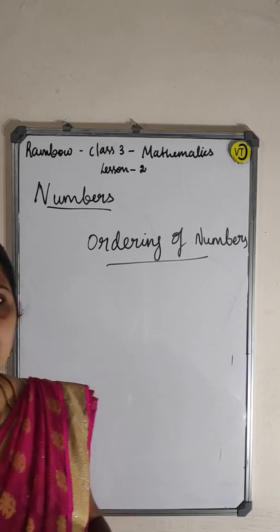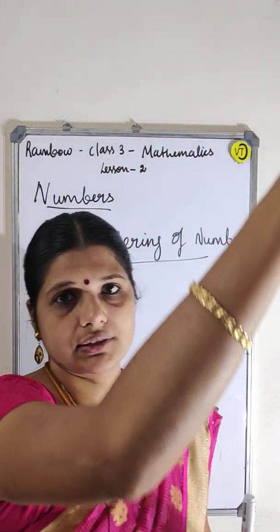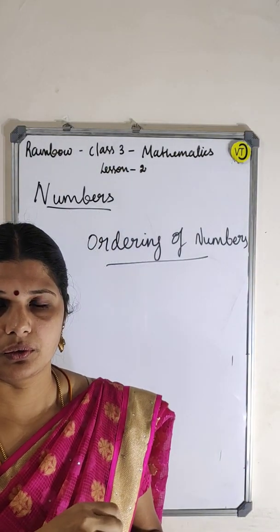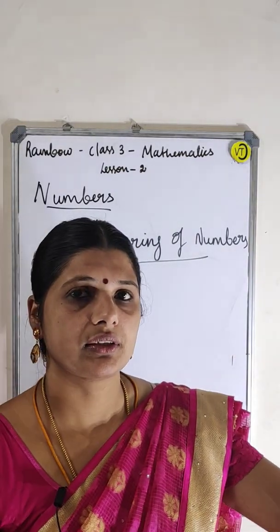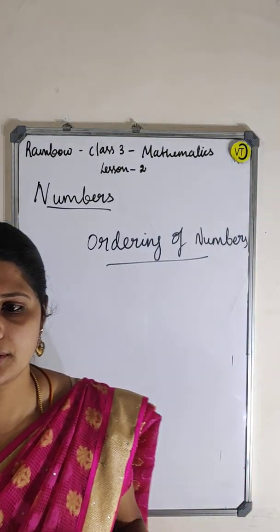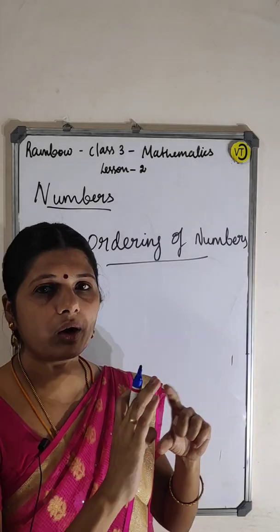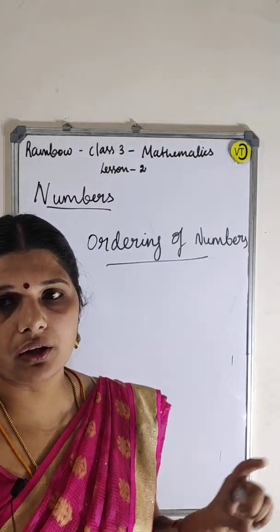So ascending order means what? It is increasing order. It is increasing. Okay, you are going up the stairs. Decreasing means what? You are coming down the stairs, right? Now I am giving an example of how to order, how to write in order.